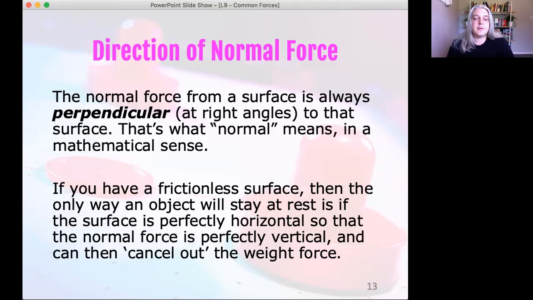If you have a frictionless surface, then the only way the object will stay perfectly at rest is if the surface is perfectly horizontal, so that the object doesn't slide one way or the other. If that surface is even slightly on a slope, that object is going to slide down the slope. Right? That's what down means. It's the way the object is going to go due to gravity. So if the slope does have a downwards direction, the object will slide down it. So that surface has to be perfectly horizontal if it is frictionless. And then the normal force would be perfectly vertical, and thus it would cancel out the weight force. So that's the only way that the normal and the weight force would cancel, is if they're perfectly equal and opposite.